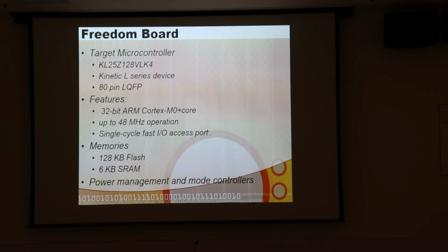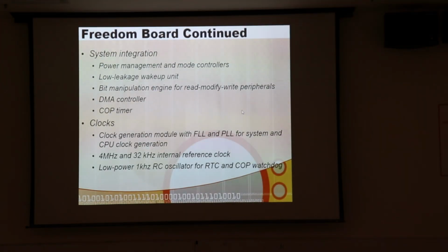But the other ports are plenty fast because it can run at 48 megahertz. So that's a lot of instructions per second that it can execute. This chip has a built-in 128 kilobytes of flash for program memory, and it has 6 kilobytes of static RAM. That's a pretty healthy amount of RAM and a very good amount of program memory. So you can really write a pretty complicated program.